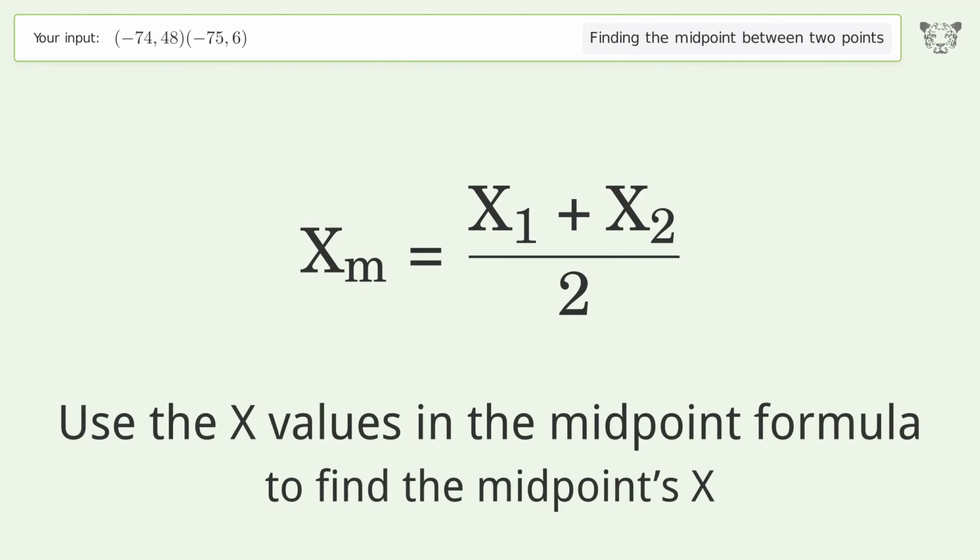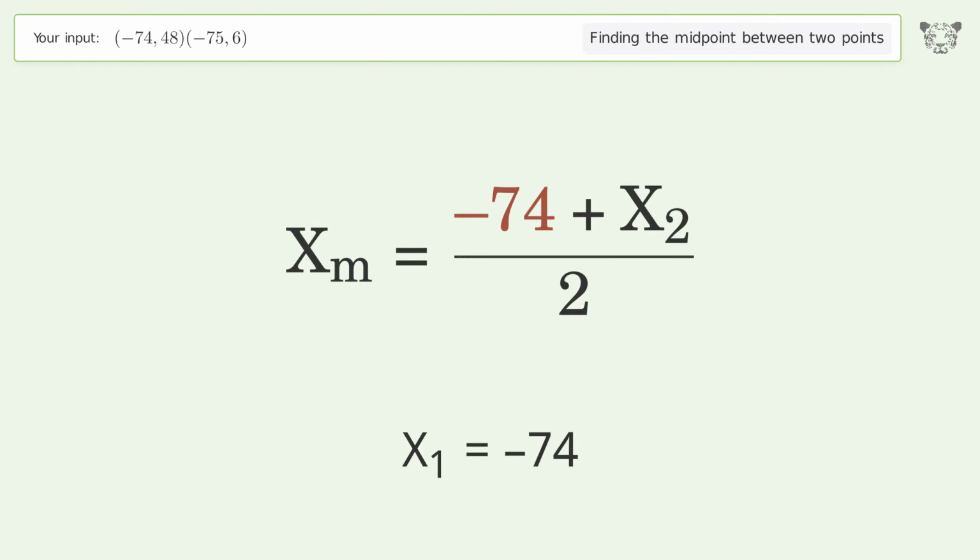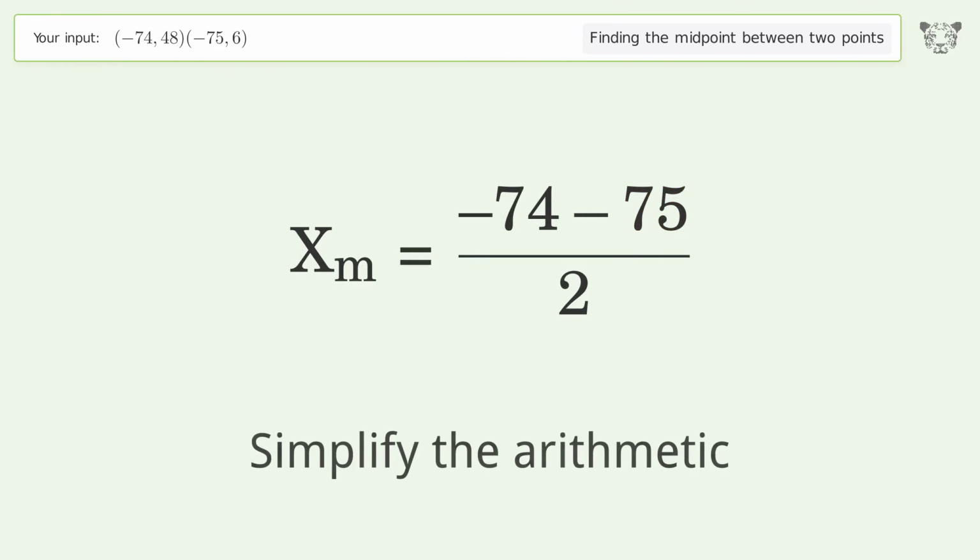Use the x values in the midpoint formula to find the midpoint's x. x1 equals negative 74. x2 equals negative 75. Simplify the arithmetic.